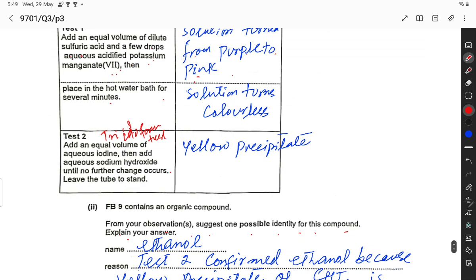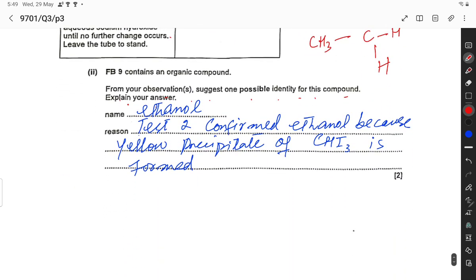Test 2 confirms that this is ethanol, because the triiodomethane test only gives a positive result if a CH3 group is bonded to the carbon atom which is directly attached to the alcohol OH. So this gives a positive triiodomethane test. Test 2 confirmed ethanol, because a yellow precipitate of CHI3 is formed.